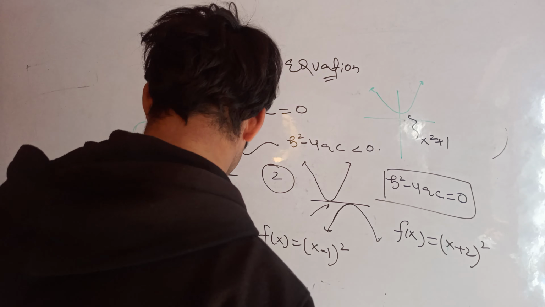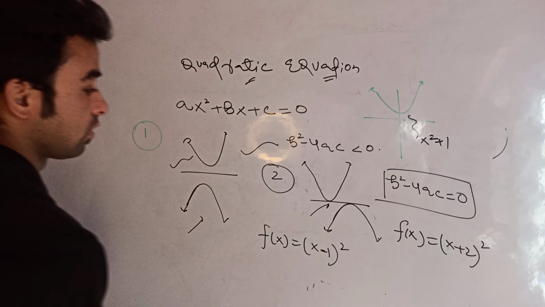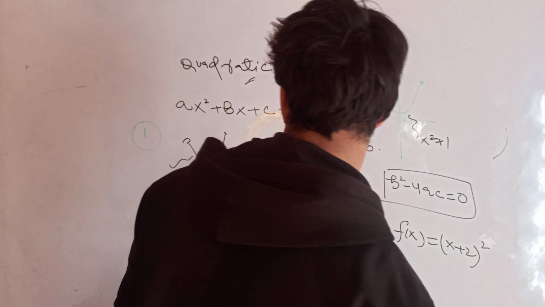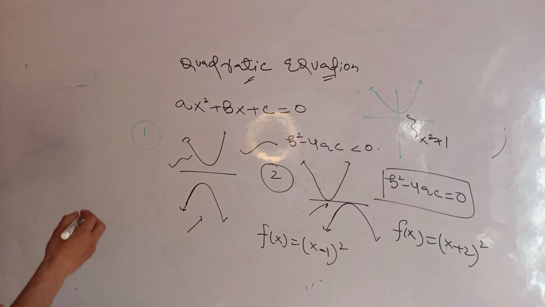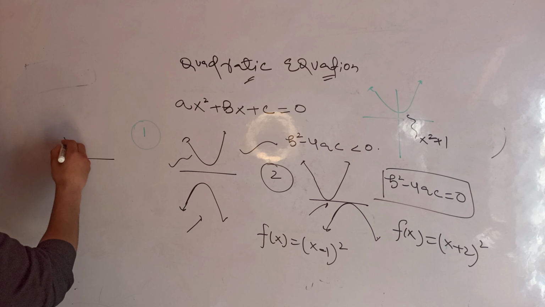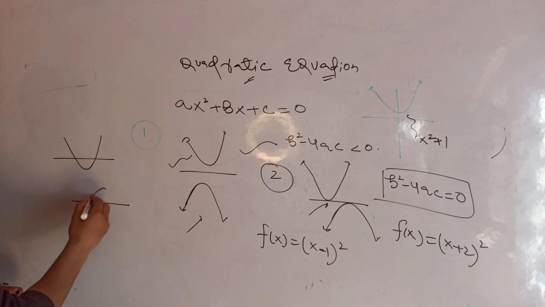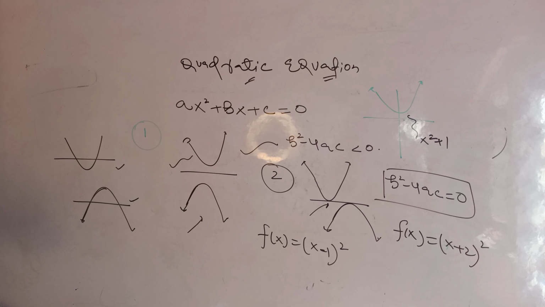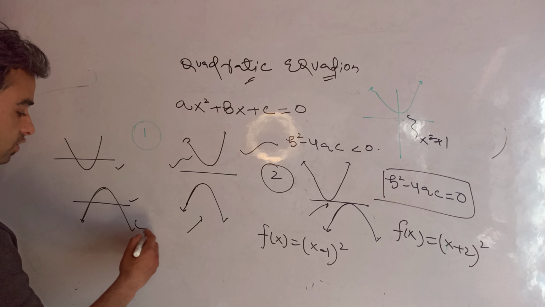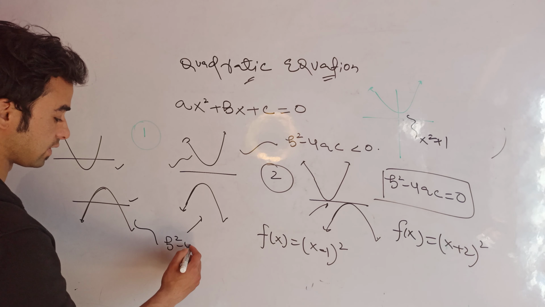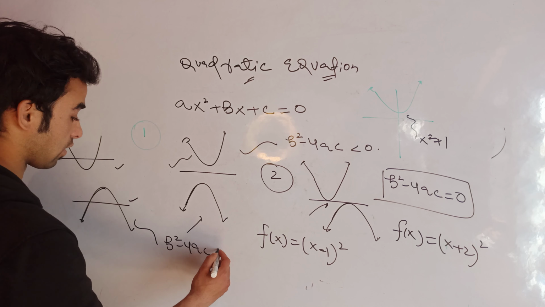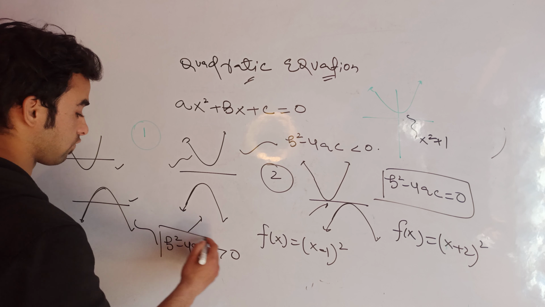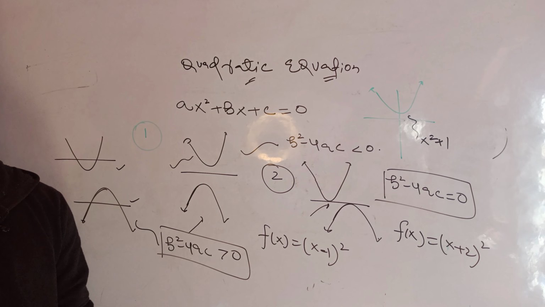Okay, now we're going to move to the next type. That is when the parabola cuts the x-axis at 2 points. Again, it can be an upward parabola or a downward parabola. In both cases, upward or downward. Okay, now in this case, the discriminant b squared minus 4ac is mathematically greater than 0. So if we have discriminant greater than 0, we're always going to have a quadratic polynomial that's going to cut the x-axis at 2 points.